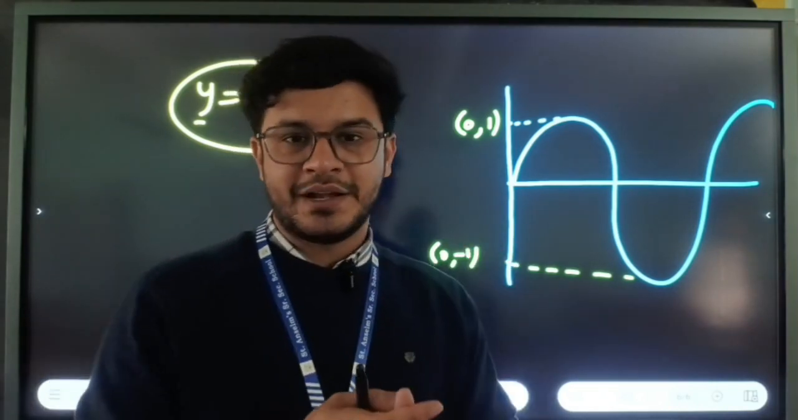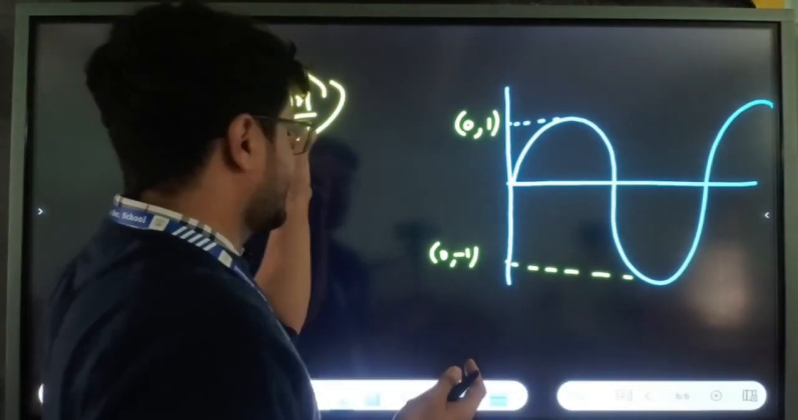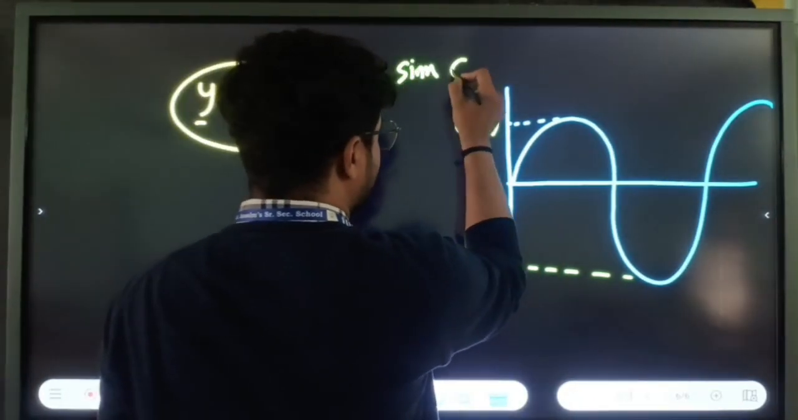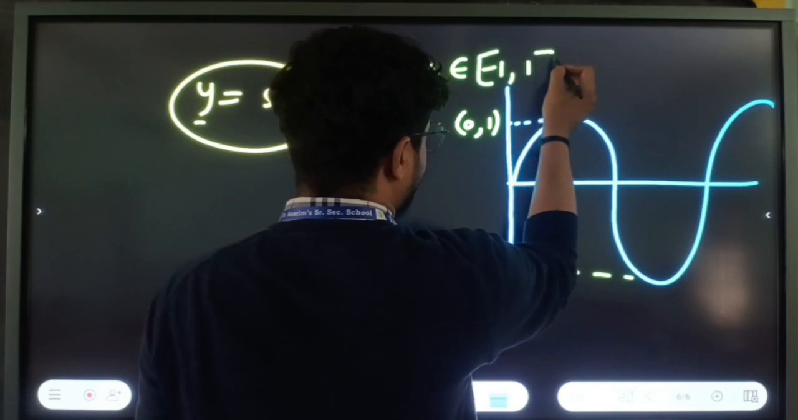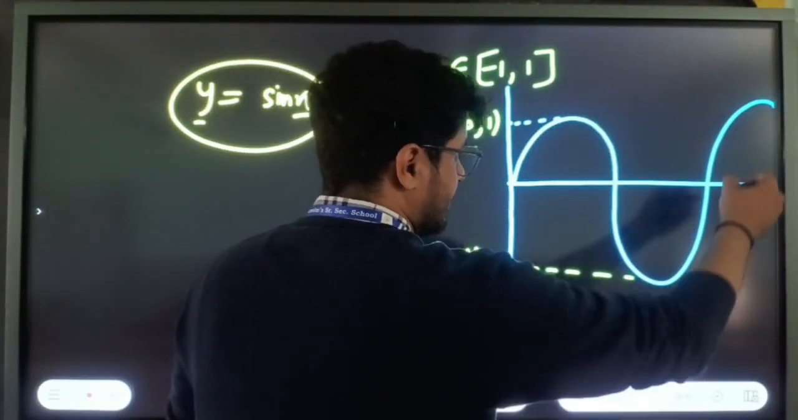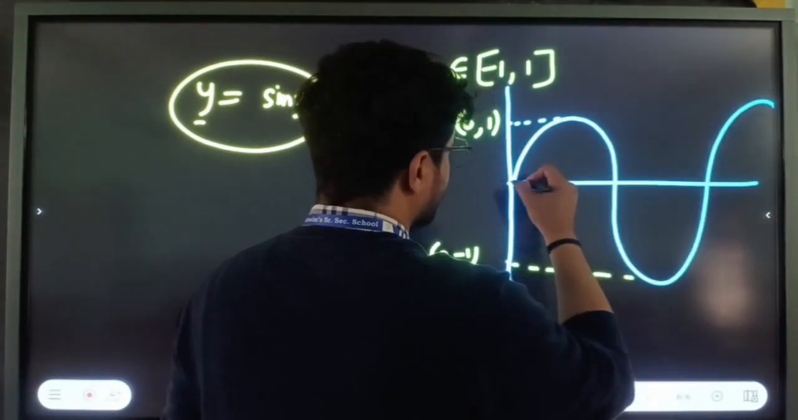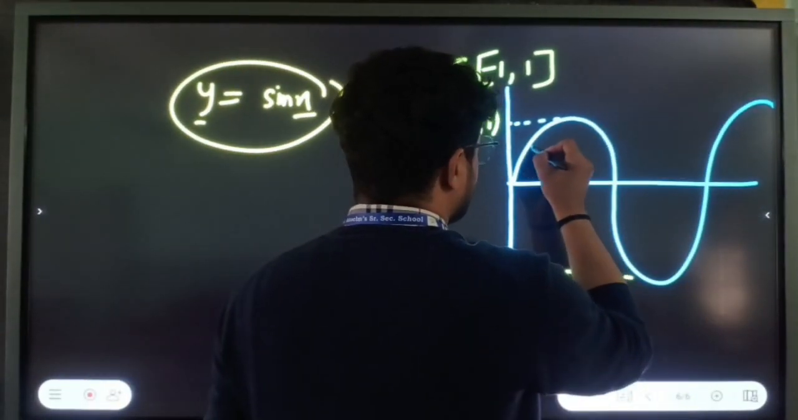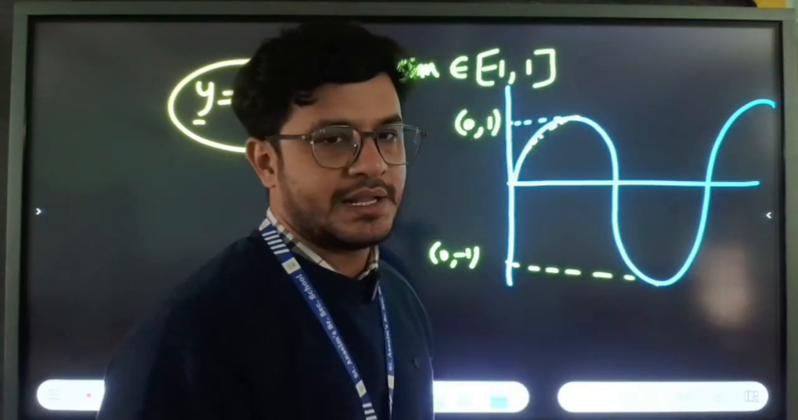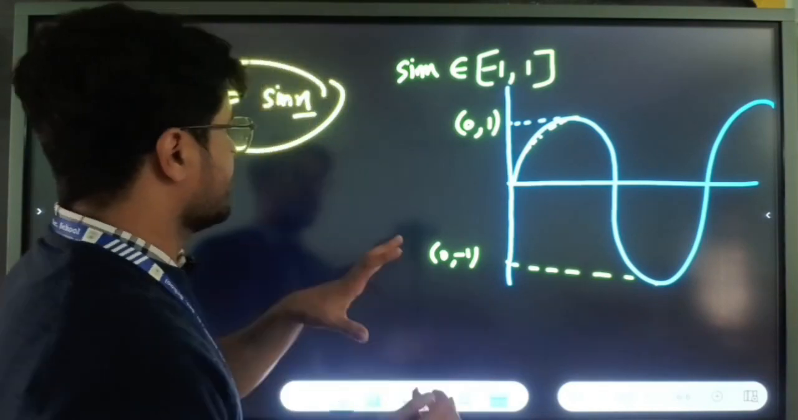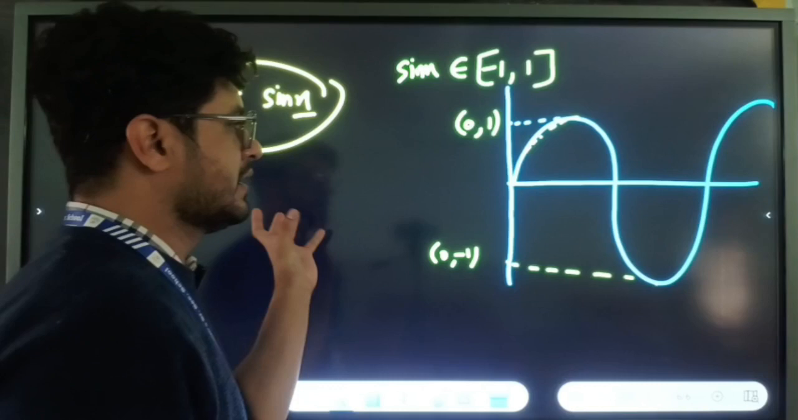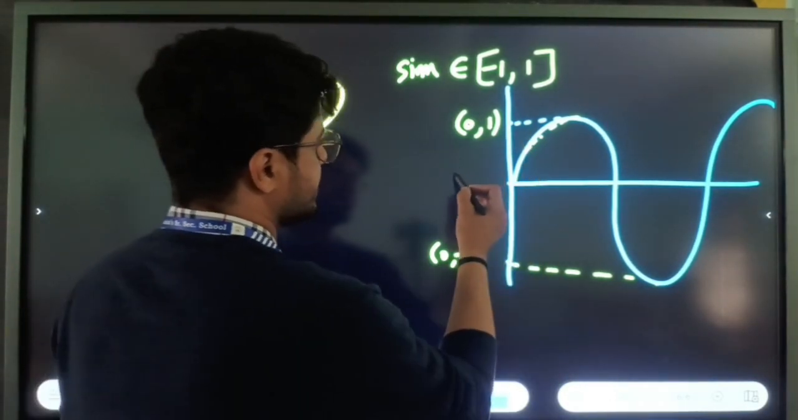Because as we know, the range of sin x was -1 to +1. So the graph lies between 1 and -1. It goes regularly, reaching a maximum of 1 and a minimum of -1. That is why it is known as a periodic function. Okay, so we were discussing derivatives, and before giving the derivative of this function, I wanted to give information about the graph.